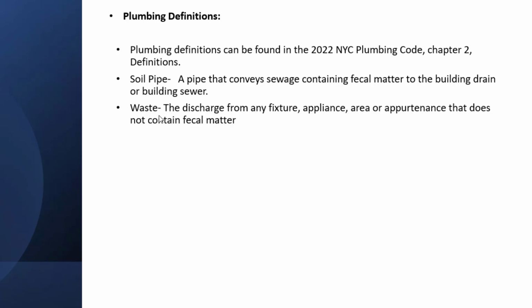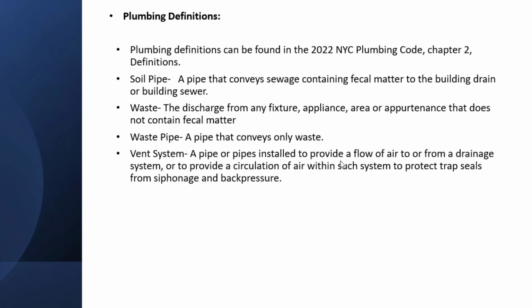Now you have waste pipe here, which is discharged from any fixture, appliance, area, or appurtenance that does not contain fecal matter. So this could be waste from a bathtub or a shower or a sink. Now you have waste pipe, which is a pipe that conveys only waste, right? Nothing else, such as rainwater.